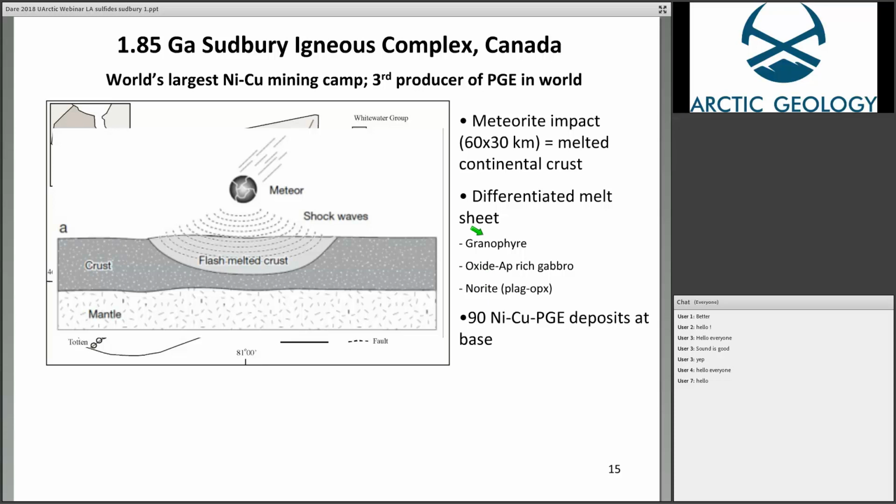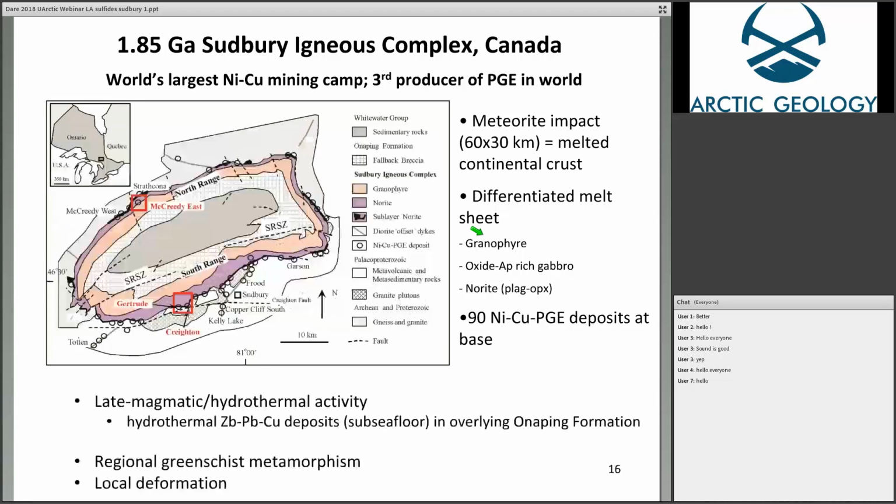This is a very atypical setting for a nickel-copper-PGE deposit, and it's the main one. The reason why we don't find many other meteorite impacts containing nickel-copper-PGE deposits is that we think that in the target area in the crust there were already many small nickel-copper-PGE deposits, and so this essentially melted everything and made it into one mega mining camp.